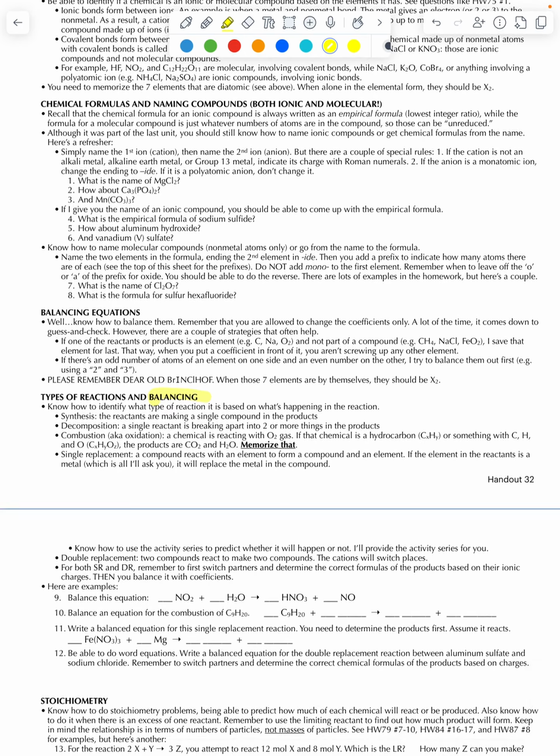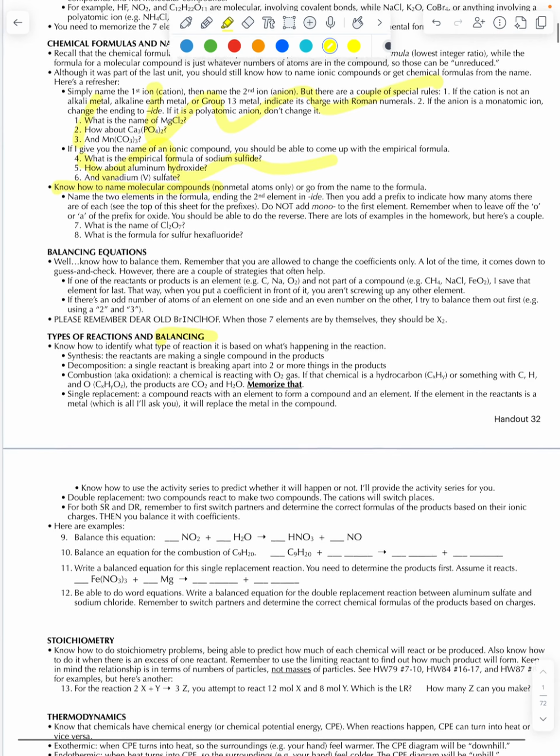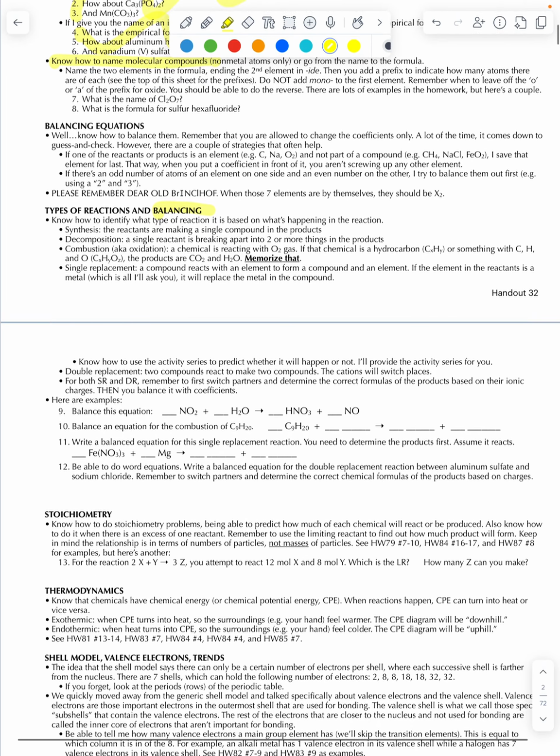Chemical formulas and naming compounds. You had already done in the previous units how to name ionic compounds, but I gave you a little reminder here about how to do that. The new thing is how to name molecular compounds. I won't go over the rules there. When I start doing problems, I'll stop and remind you how to do those. So make sure you know how to do both. Write down the rules on your cheat sheet if you don't think you'll remember, or you need just a little bit of help during the final.